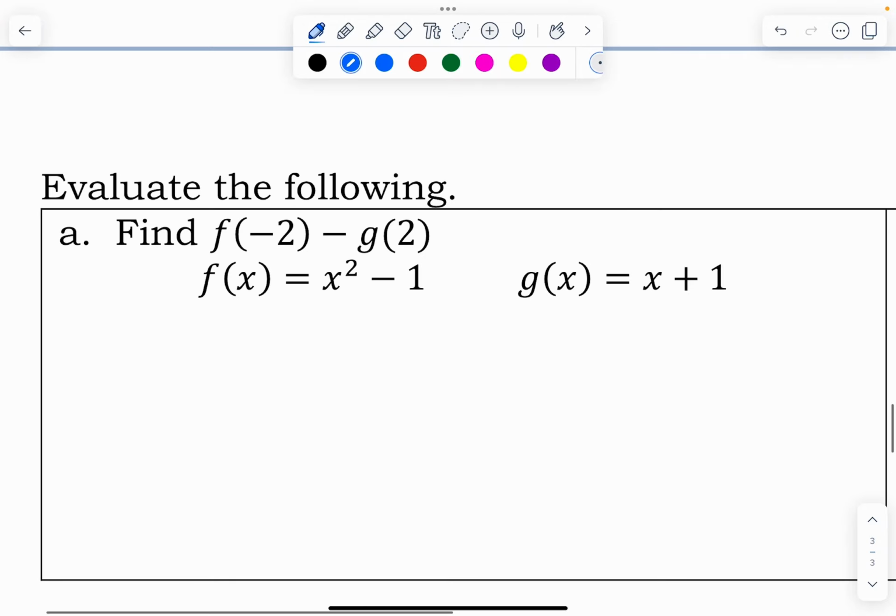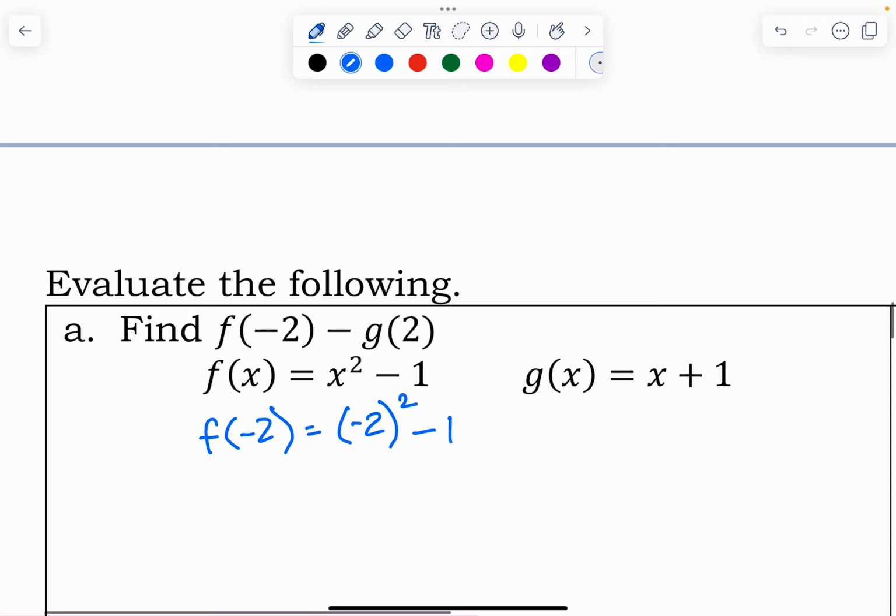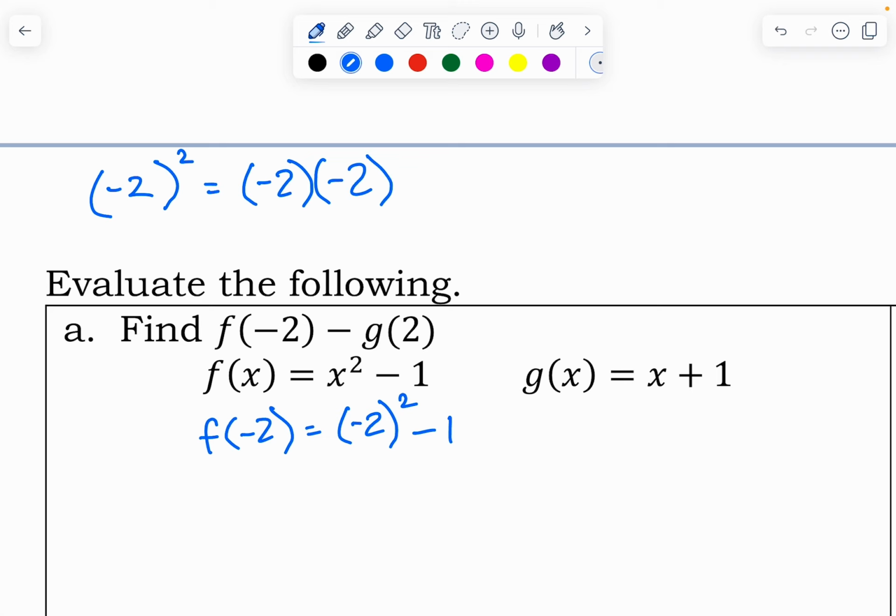Okay, f of negative 2 minus g of 2. So what we're going to do is evaluate f of negative 2, which is equal to negative 2 squared. Now be really careful. That whole negative 2 has to go in for x and get squared. If you grab your calculator and type it in wrong, you'll get the wrong answer, because this negative 2 squared means negative 2 times negative 2, and a negative times a negative is a positive. This is a positive 4.